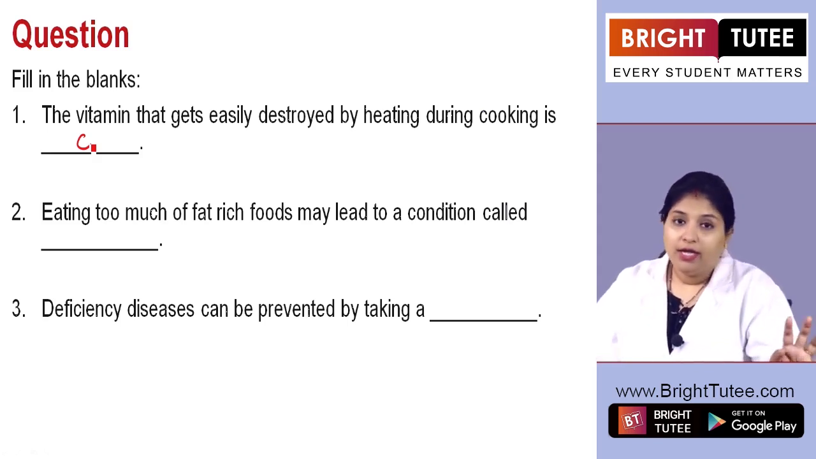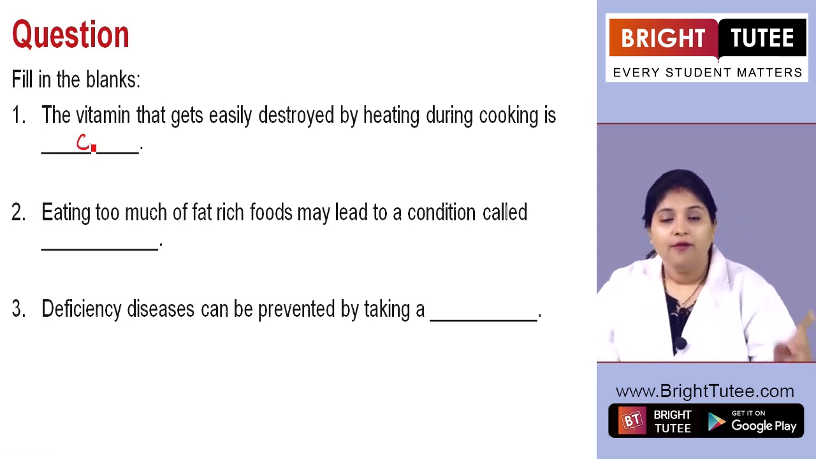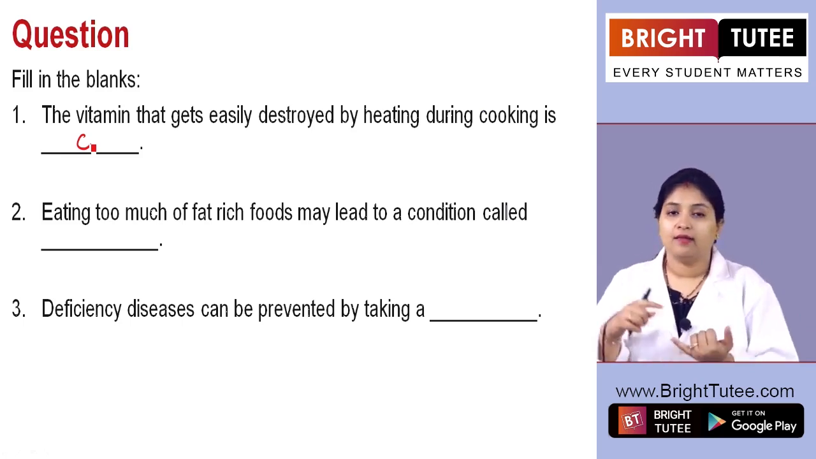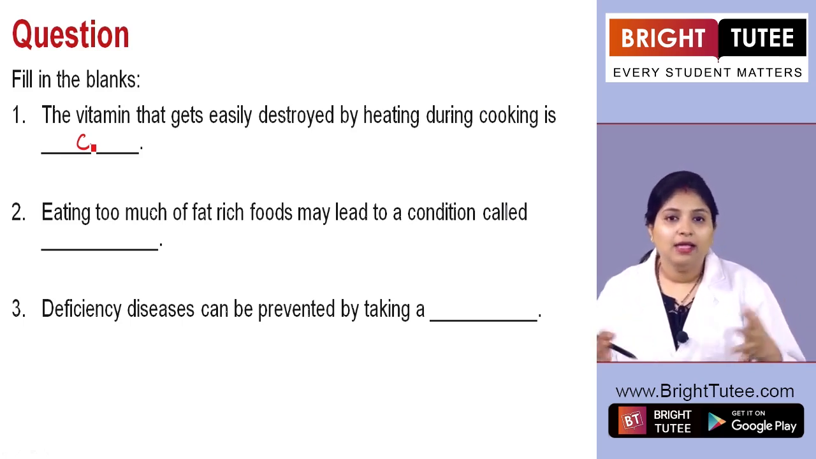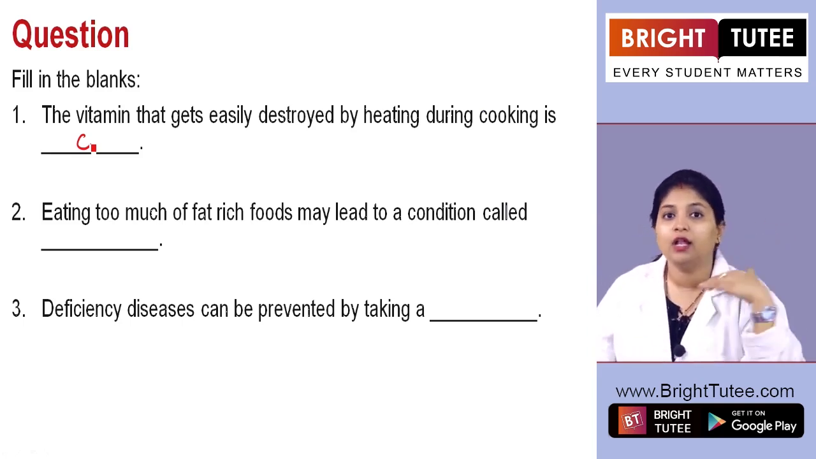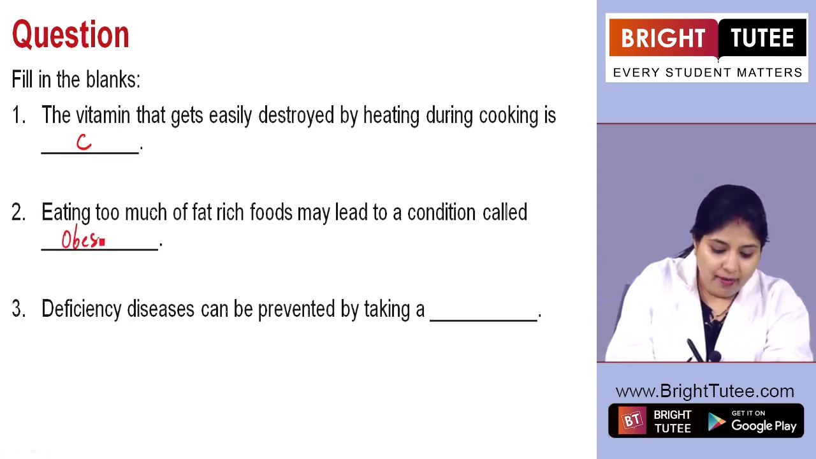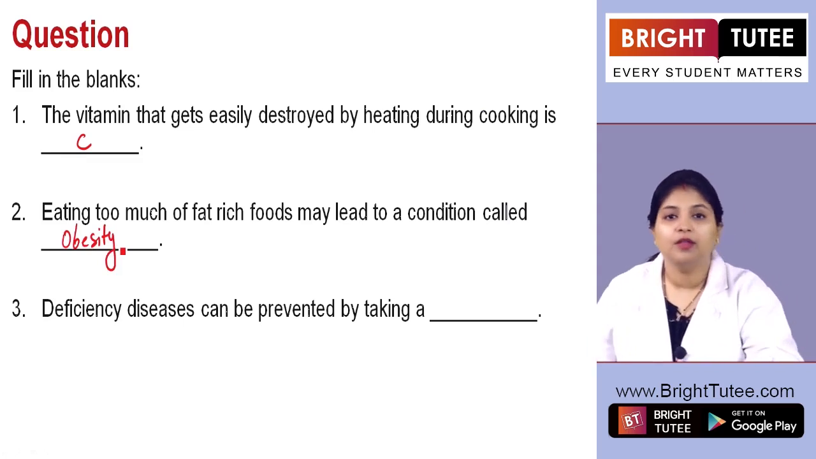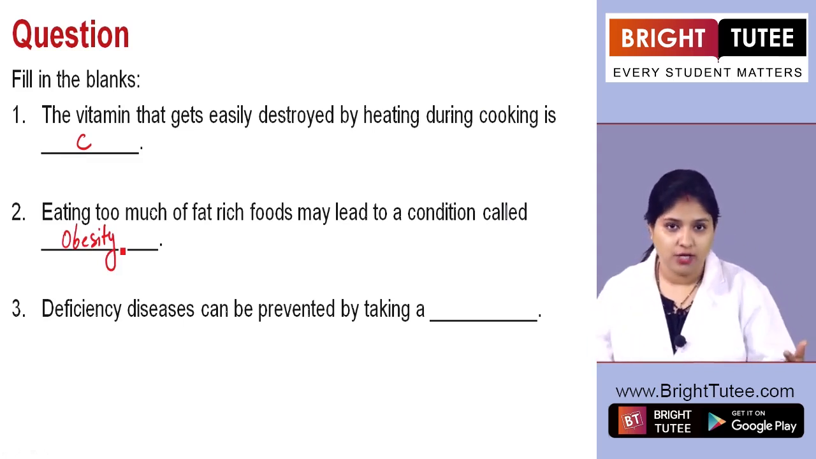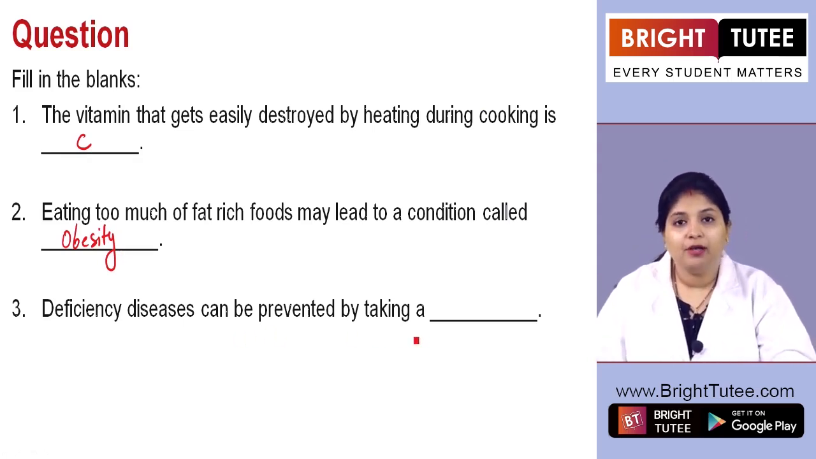Now, eating too much of fat-rich foods may lead to a condition called, we saw how Bujo ate a lot of fat-rich food like samosa, like malai, and all these things which were fried, right? So what happened to that? He gained a lot of weight, and that condition is called obesity. That means when the weight gain of a person is too much, right? So that is obesity.